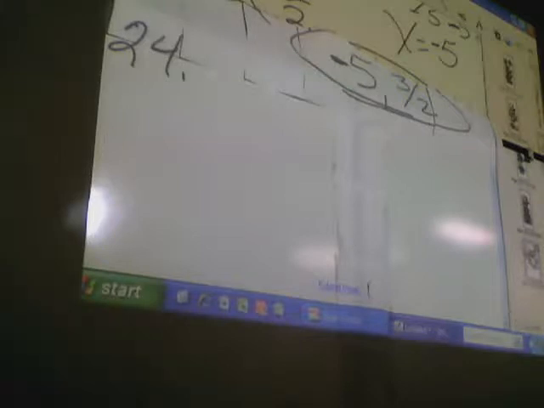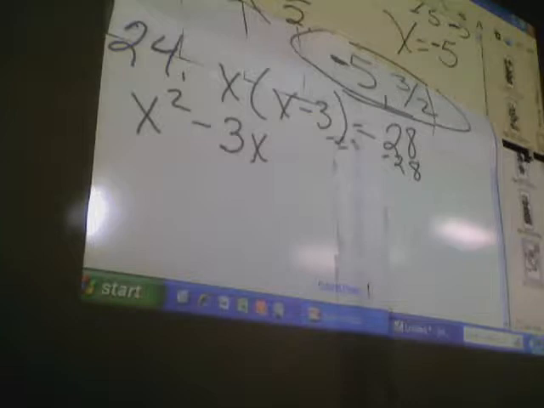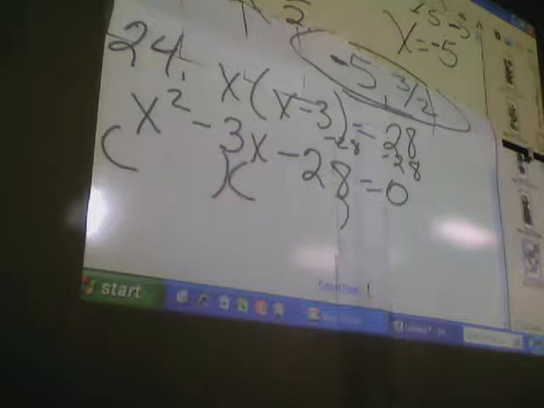We have x parenthesis x minus 3 equals 28. So multiply it out. We have x squared minus 3x. And then we want it equal to 0, so we're going to subtract 28 from both sides. So we're going to just put minus 28 equals 0. Is that too fast? Okay. Now we need to factor this side. 28 could be 1 times 28, 2 times 14, 4 times 7. We need one that will subtract to give us 3.